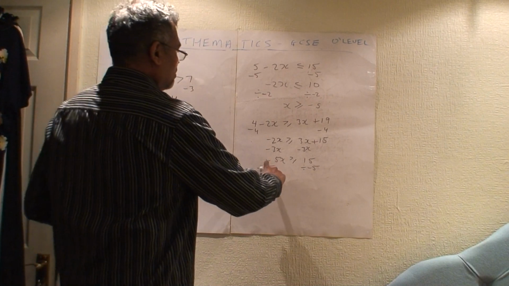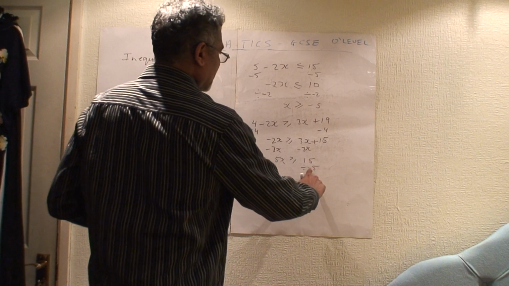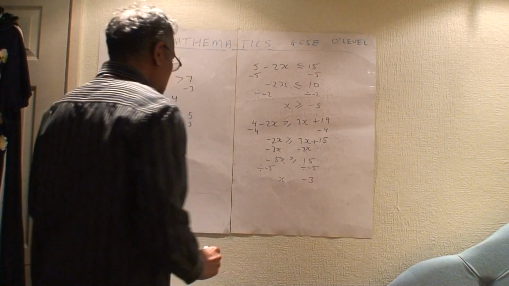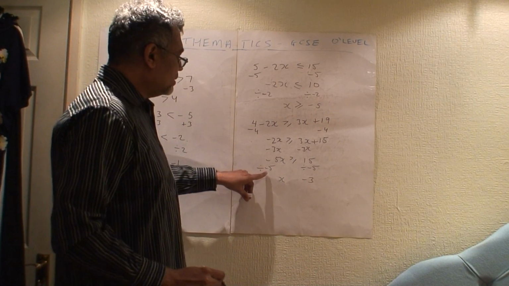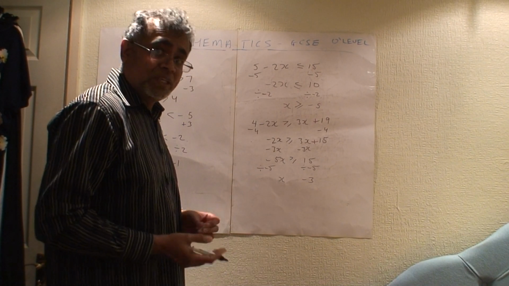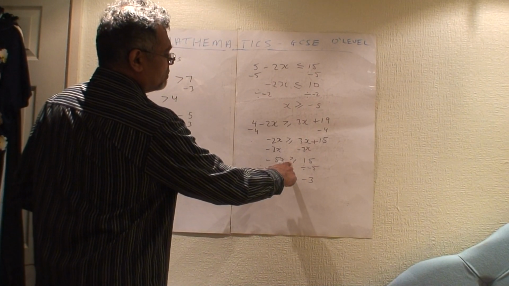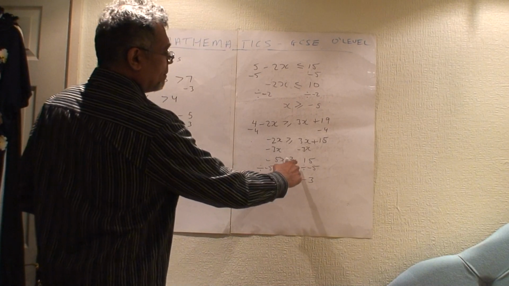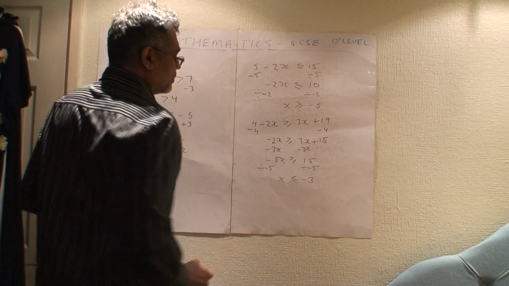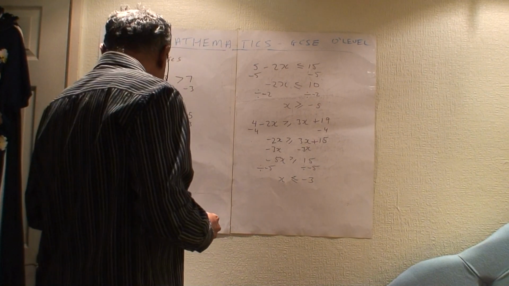Okay, so minus 5x divided by minus 5 gives us x. 15 divided by minus 5 is minus 3. Now, because we are dividing by a minus 5, we change the direction of the inequality. This was greater than or equal to, now it says less than or equal to. So the answer is x is less than or equal to minus 3.